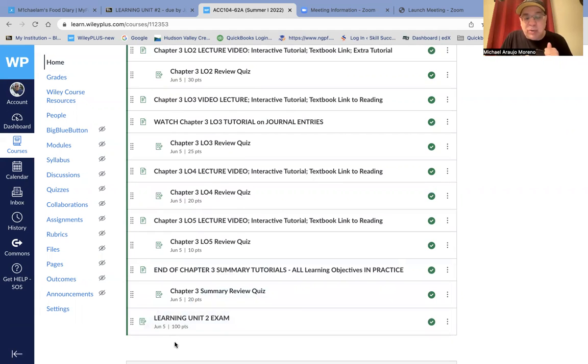Please note those due dates. Very important in the summer schedule. We only have a few days, or roughly around 6 days per learning unit. Time goes by very quickly. Please schedule your time.